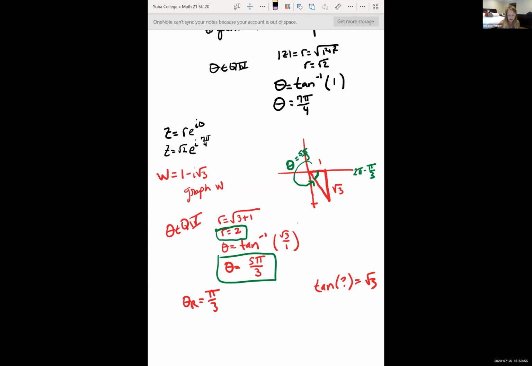So we can rewrite w now in exponential form if we want. So w here is equal to r, which we found was 2, e to the i theta, which we found to be 5 pi thirds.